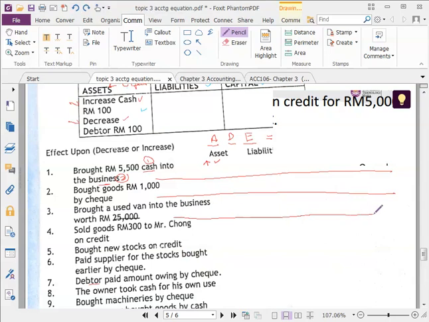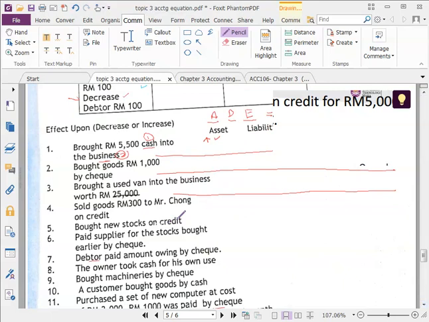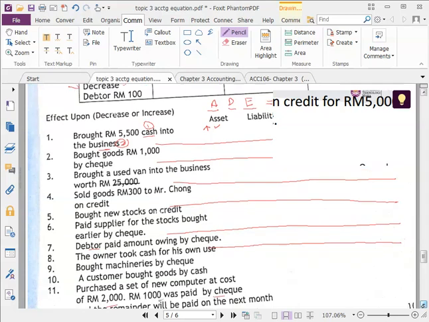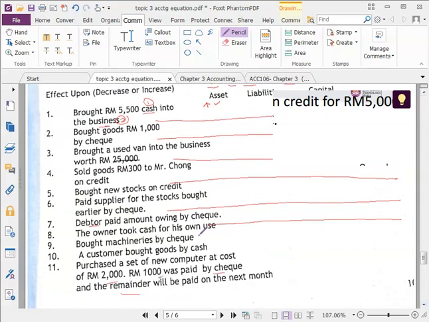Because capital is modal. Modal tu bila kita bawa masuk ke dalam perniagaan, itu bermakna modal kita bertambah lah. Sebelum ni kita tak ada pun masukkan duit modal ke dalam apa-apa perniagaan. So bila ada saja modal, itu bermakna kita punya capital is increased. Okay. So next, capital is increased.